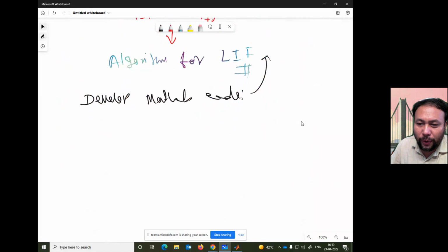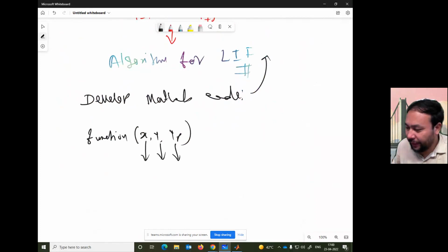Same thing, we always use a function. For example, I always use a function for Matlab, right? The function will be whatever. Suppose I want to put x, I want to put y, then I can put it like this. Now I have to input X, I have to input Y, and I have to input YP.